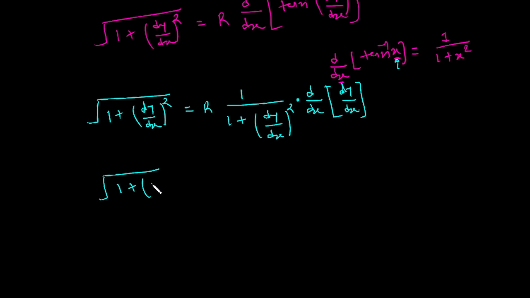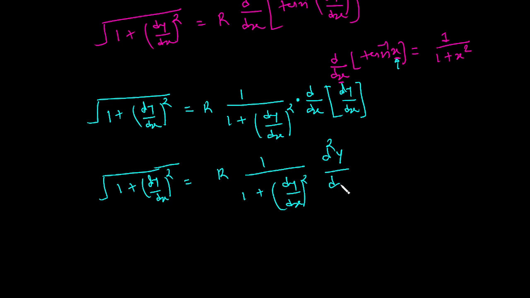The left hand side will remain as it is. On the right hand side we have r. Now we have to take the derivative of this dy by dx again, so it will be the second derivative of the function y, where y is our function of x, y is f of x. We are given the equation of the curve, so we just have to take the derivative two times. Now we have to find the value of r.